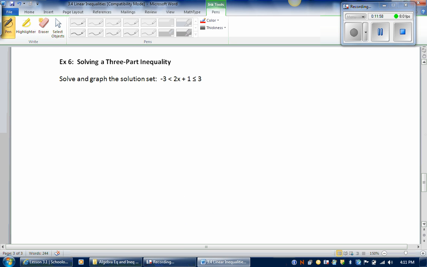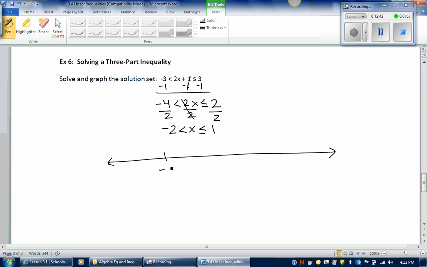Okay, so now this one is a 3-part inequality, and these aren't very difficult. You're just going to do whatever you did with an equation, but to both sides. So you're working from the center out. You still want to get this 2x alone, so you got to move this plus 1. You're just going to subtract it from all sides. Negative 3 minus 1 is negative 4. 2x, 2. Still got to get this x alone, so I'm going to divide everything by 2. Get negative 2, x, 1. And now we can graph it. So open on the negative 2, closed on the 1. And it's going to be everything in between.